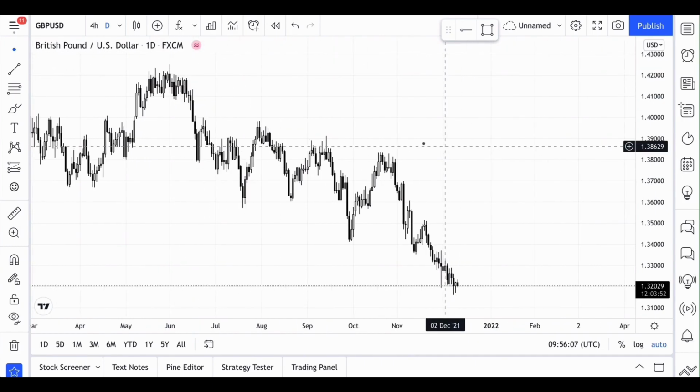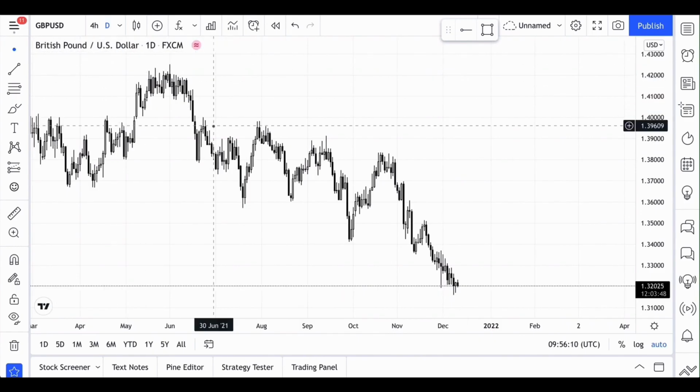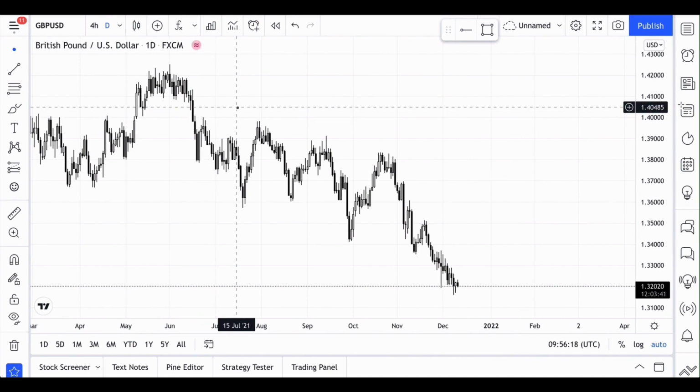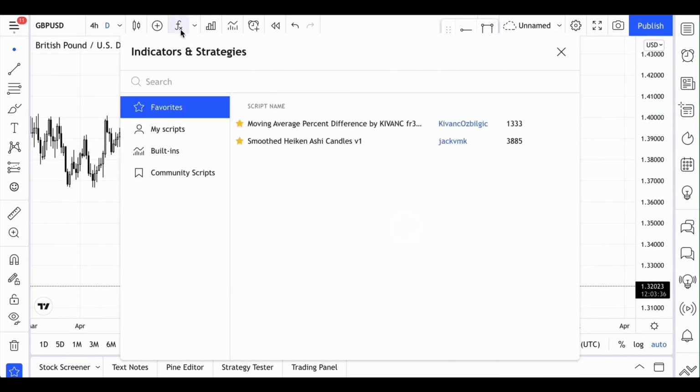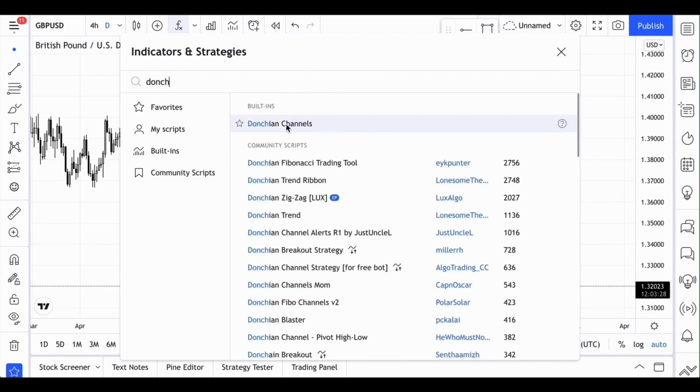So the first thing you need to do is set your chart to H4 or D1. Why? Because the higher you go with your time frames, the more visibility you'll have, quite simply. The longer the time frame, the more visibility you'll get. It's as simple as that. The second thing to do is go to indicators and strategies and type in Donchian channel.